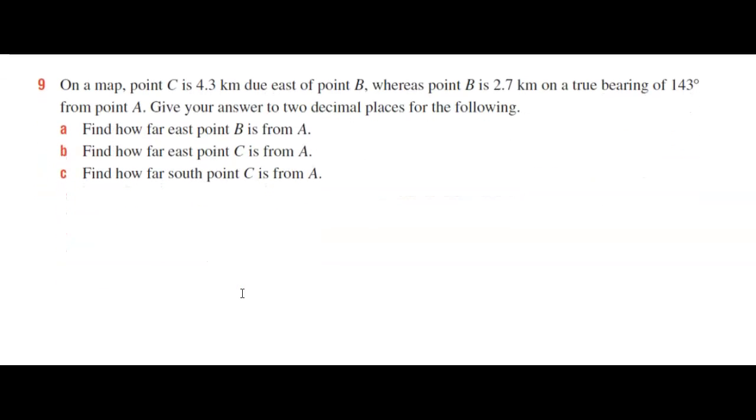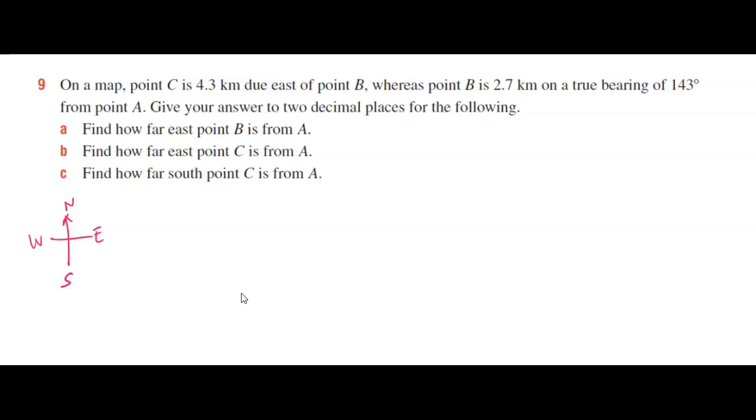All right, question 9. On a camp, point C is 4.3 kilometers due east of point B, whereas point B is 2.7 kilometers on a true bearing of 143 degrees from point A. Give your answer to 2 decimal places for the following. So questions like this are majorly confusing. So first thing, set up your north, east, south, west. That just helps you get your bearings.